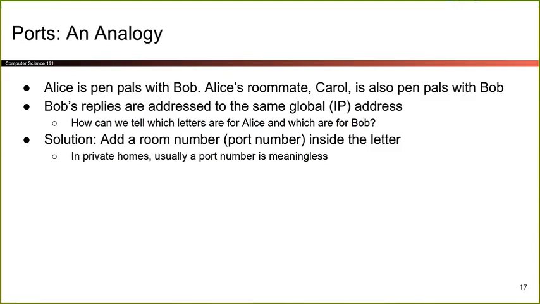So if you're in a private home, the port number doesn't really have any meaning to it. So you can just arbitrarily say, Alice is room 1 and Carol is room 2. It doesn't really matter what those numbers are, as long as Alice and Carol, when they send a message to Bob, include the room number so that when Bob replies, Bob can say, this is for room 1, this is for room 2. And then Alice and Carol can separate out their letters. So in private homes, those numbers could be basically anything. As long as Alice, Bob, and Carol agree on what the numbers are, then it's all good.